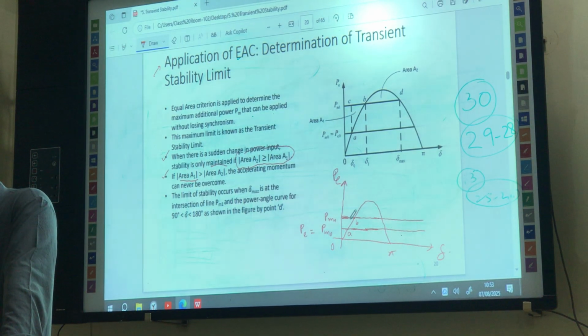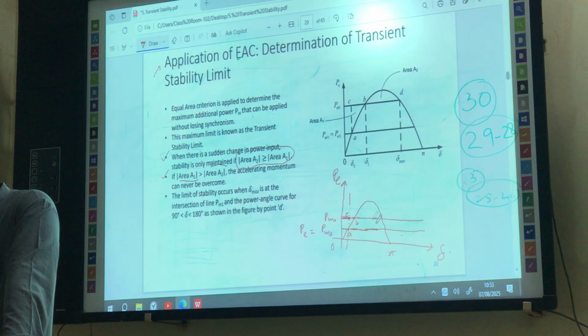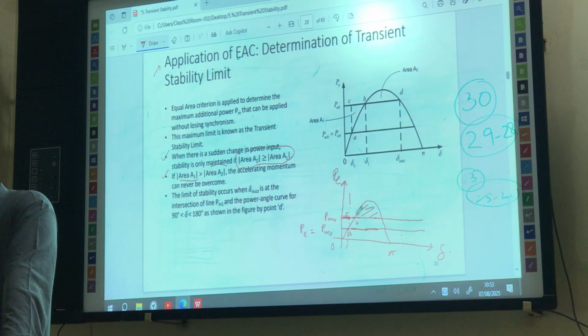So what area will you get in the acceleration phase? Let's denote this intersection point as C. So your area ABC will be the acceleration area, right? And what will be your available deceleration area? It will be this whole area, right? Because in this area your PE is higher than PM.